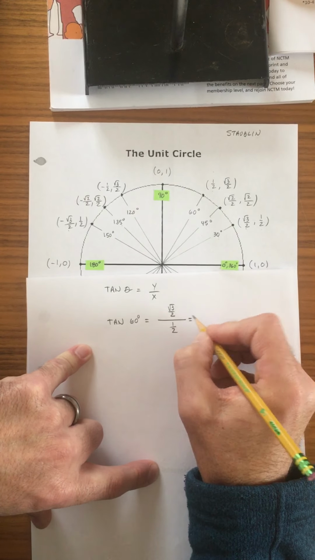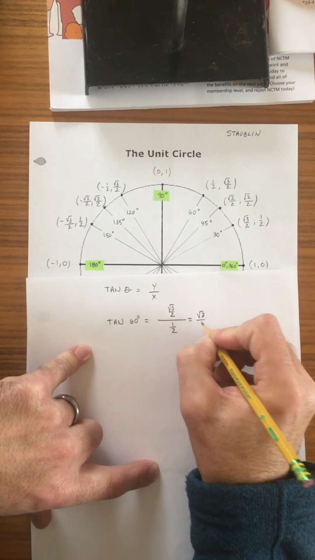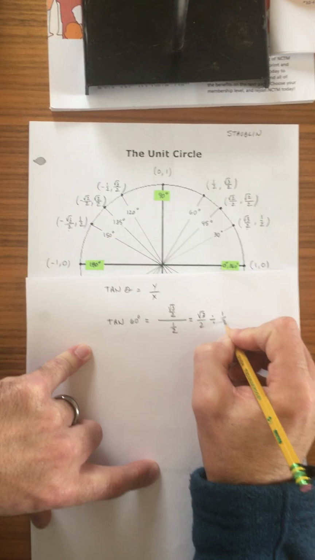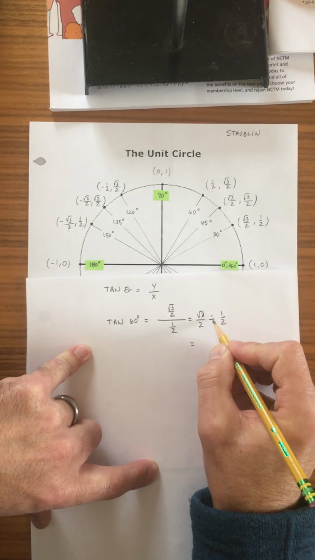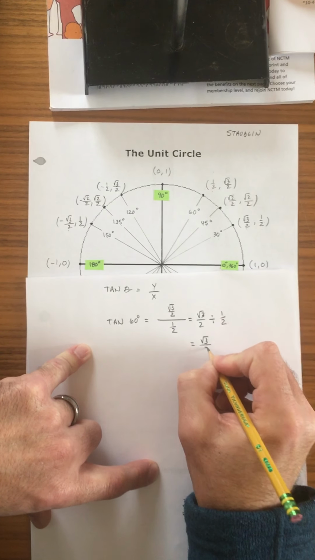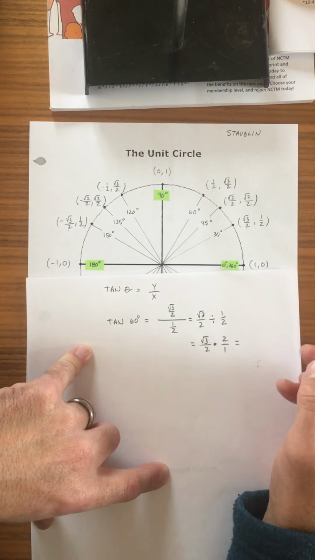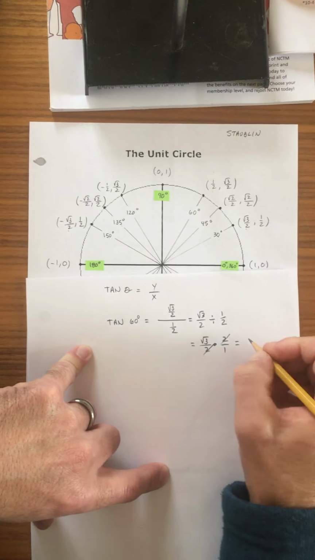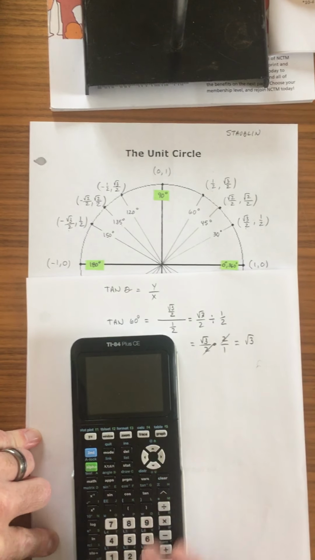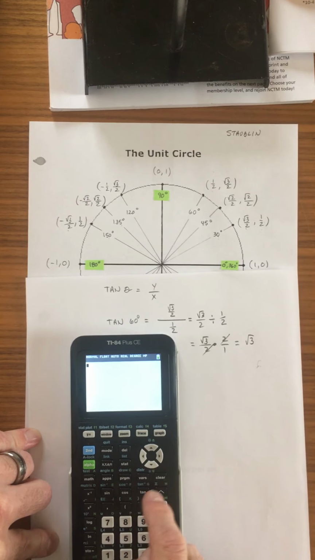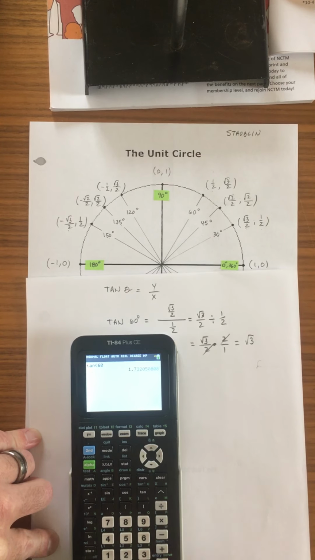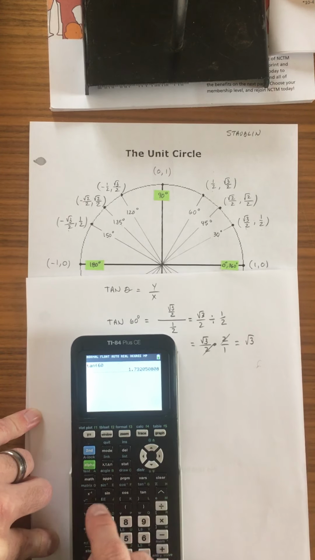Now, you'll remember that this is the same as square root of 3/2 divided by 1/2. And whenever you divide by a fraction, it's the same as multiplying by the reciprocal. And now we can simplify, and square root of 3/1 is square root of 3. So the tangent of 60 is square root of 3. Now let's verify that. Tangent of 60 is 1.73. The square root of 3 is 1.73. So we've done it correctly.